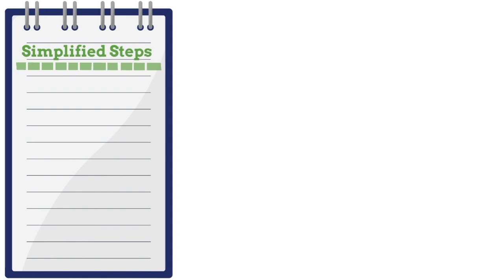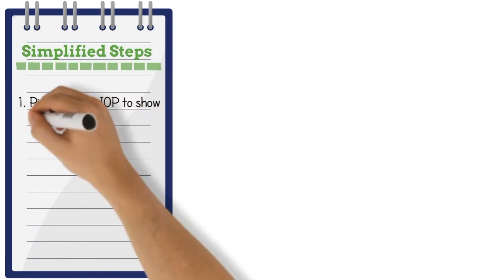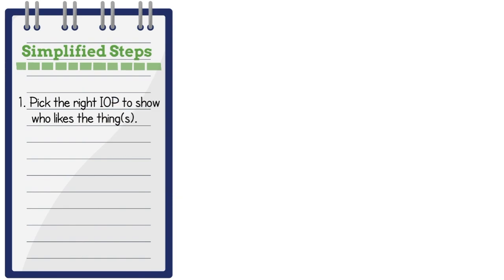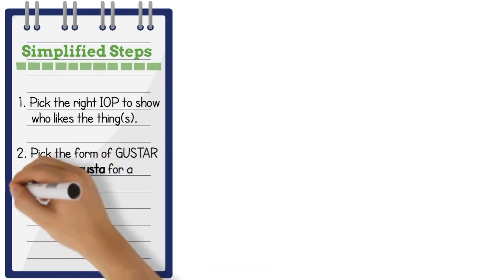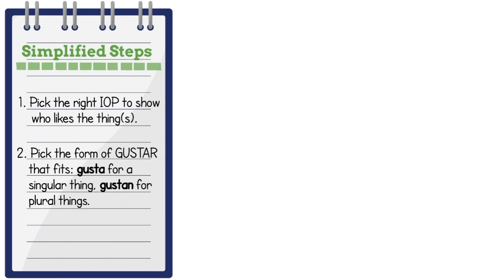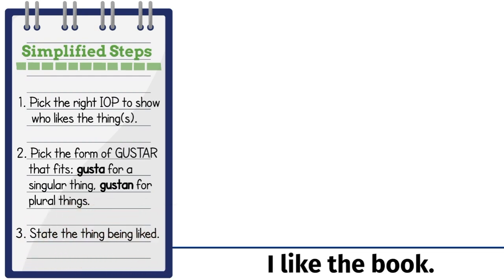Number 1, pick the right indirect object pronoun to show who likes the thing. Number 2, pick the form of gustar that fits, gusta for singular things and gustan for plural. The third and final step is to state the thing being liked. Let's reuse an old example. I like the book. First, who likes this thing? Or Spanish style, to whom is the thing pleasing?